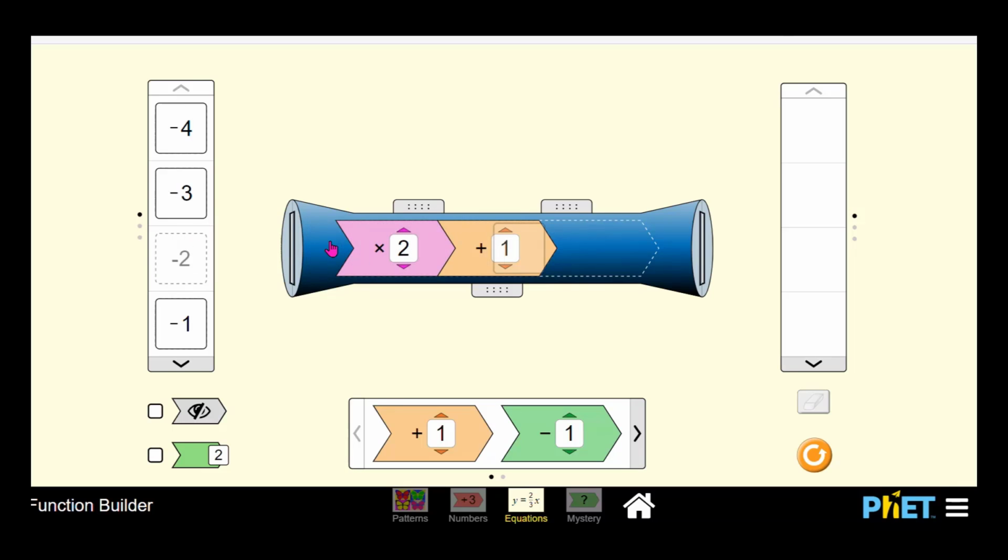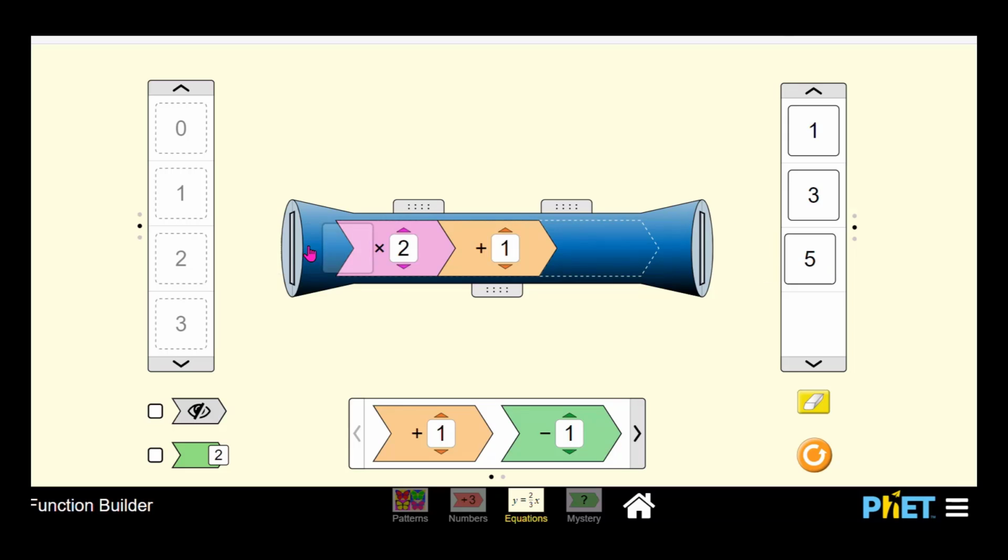Negative 2. And what happens? We get an output number. How did that work? Negative 2 times 2 is negative 4 plus 1 is negative 3. Let's put negative 1 in and the answer will be negative 1. What about 0? 0 times 2 is 0 plus 1 is 1. And 1, 2, and 3. So those are all the input numbers, and the rule applied to the input numbers created the output numbers.